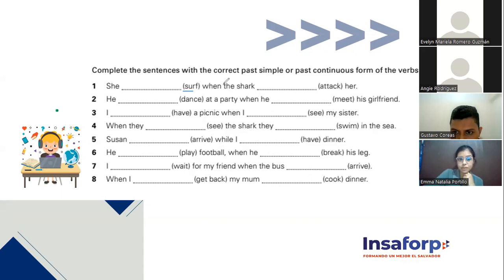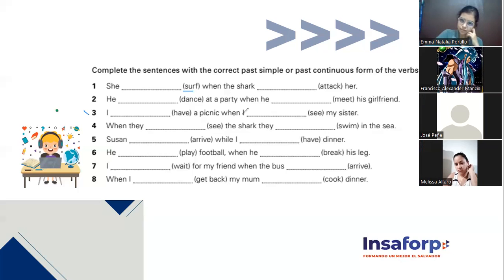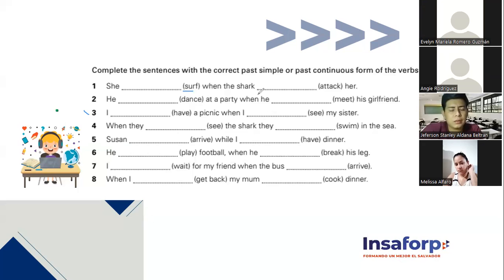He was dancing at a party when he met his girlfriend. His girlfriend. Good. Next one. Very good. Number three. Thank you, Gustavo. Sorry. Yeah, go ahead, Anchi. I was having a picnic when I saw my sister. Thank you. Next one, Evelyn, go ahead. Melissa, thank you. Number four.